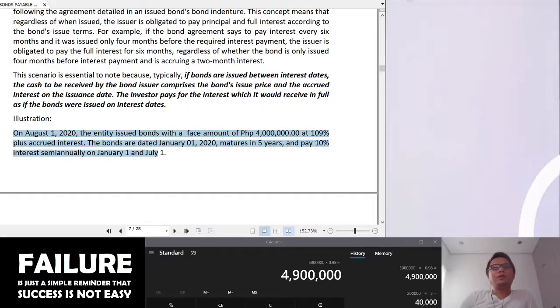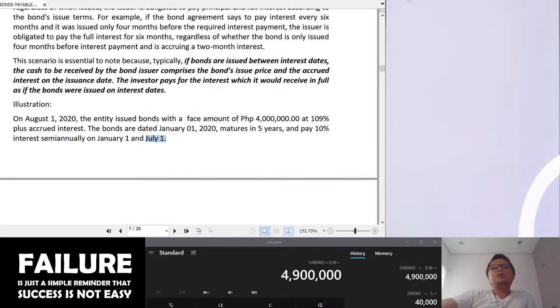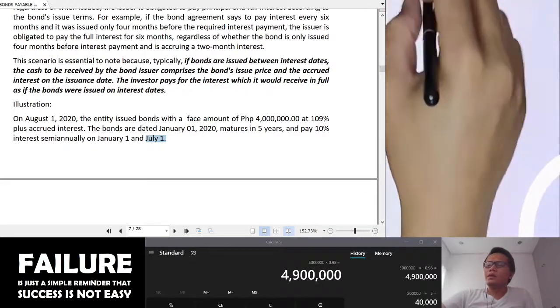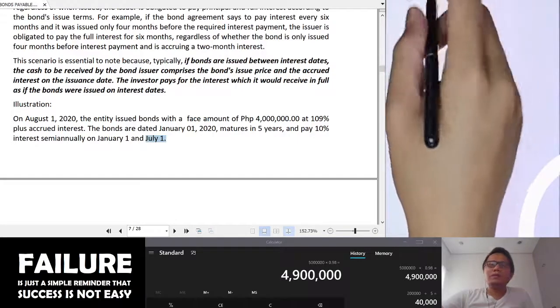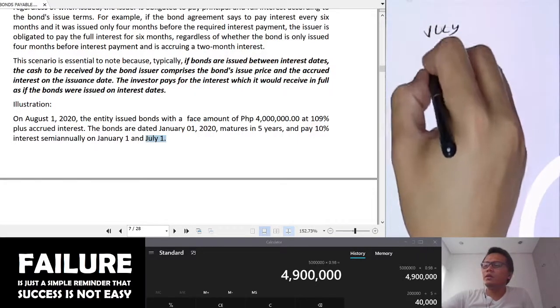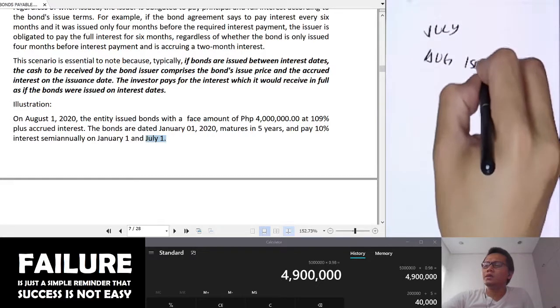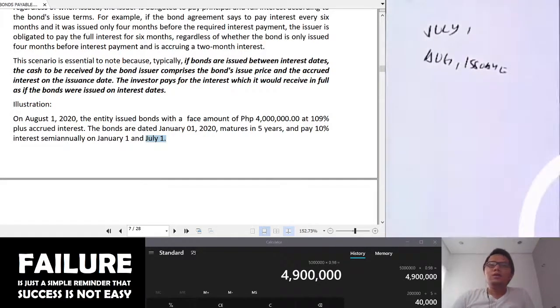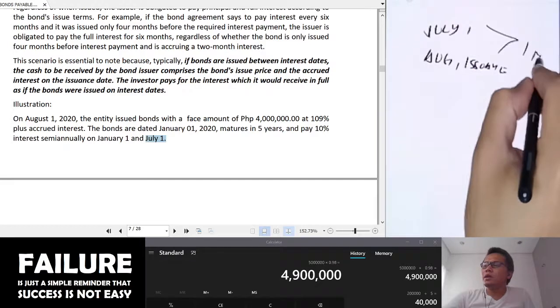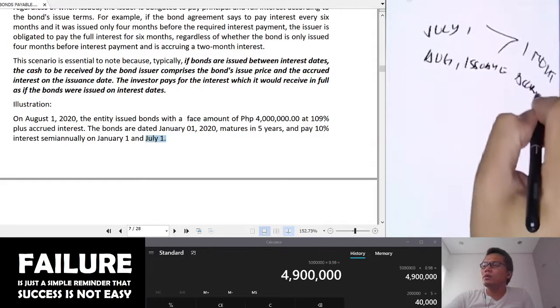Plus accrued interest. So, the bonds are dated January 1. This is the bond date. Matures in 5 years. And pay interest at 10% semi-annually every January 1 and July 1. So yun nga, the date of the latest payment of interest is July 1, August yung issuance, okay? So there is a 1 month na accrued period.